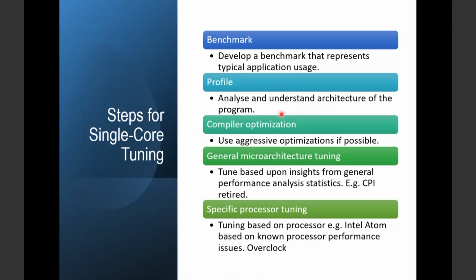And then after that, we come up with compiler optimization, by using aggressive optimization if possible. And then we go to the general microarchitecture tuning. This is based on insight from the general performance analysis statistics, by using the CPI, retired, and so on. And last but not least is specific processor tuning. This tuning is based on the processor, for example Intel Atom, based on the non-processor performance issue, which is overclocking. So this is the step for the single core tuning.